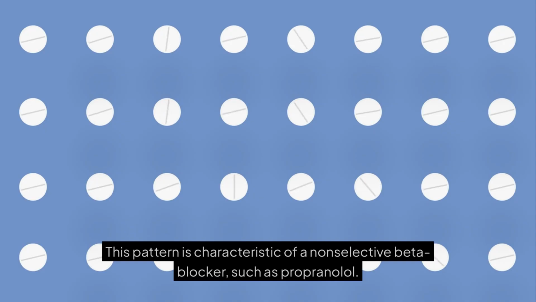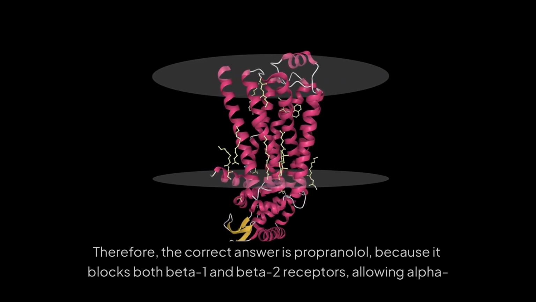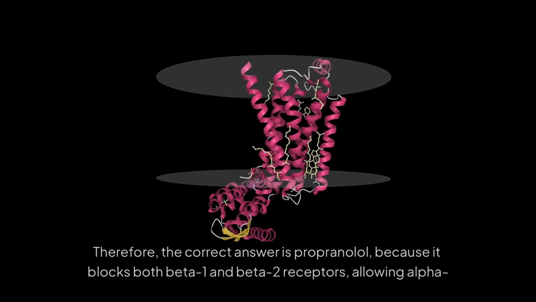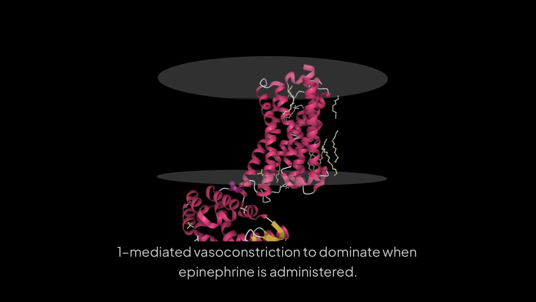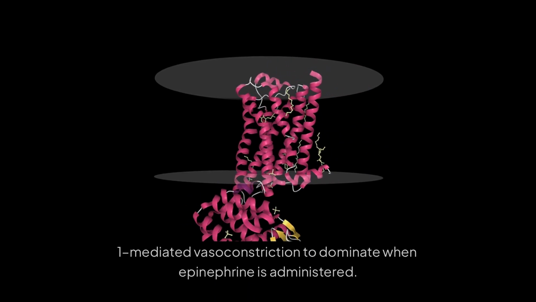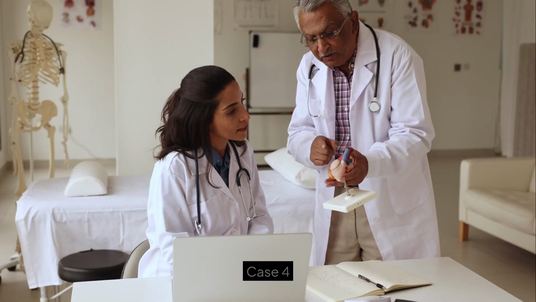This pattern is characteristic of a non-selective beta blocker, such as propranolol. Therefore, the correct answer is propranolol, because it blocks both beta-1 and beta-2 receptors, allowing alpha-1-mediated vasoconstriction to dominate when epinephrine is administered.